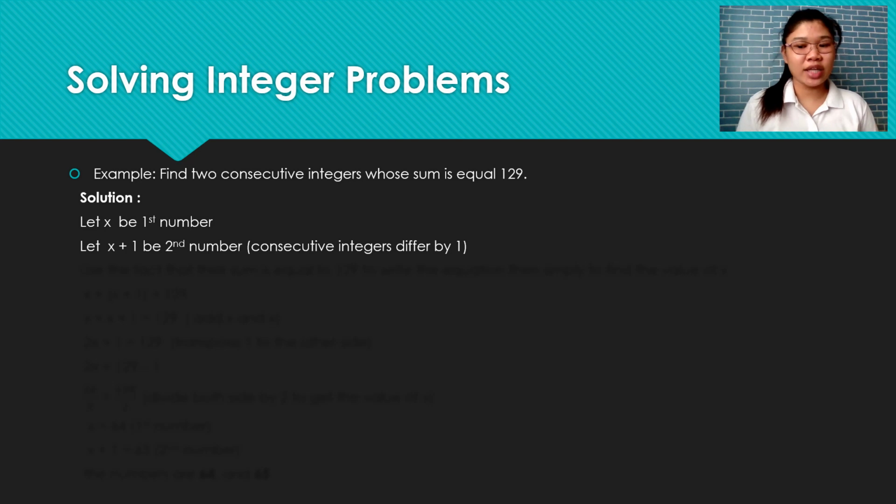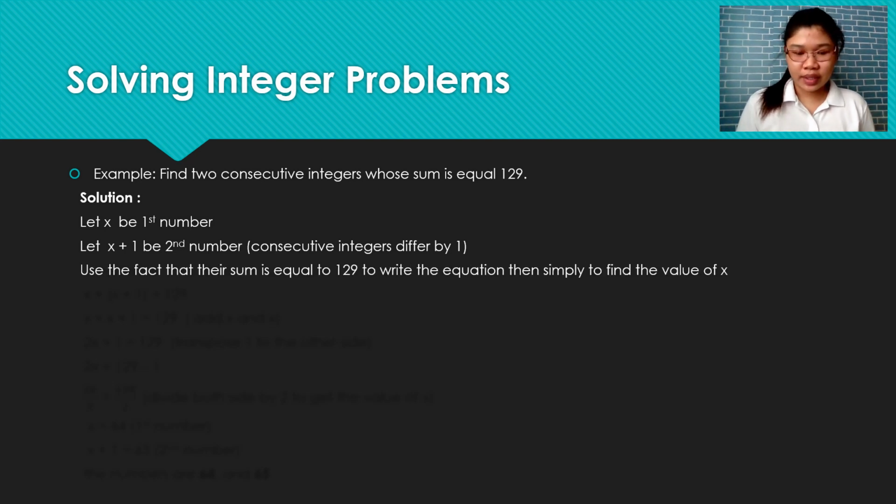Why is it x plus 1? Because it is stated in the problem that they are consecutive integers. So if we have x as the first number, the integer consecutive to it is x plus 1. Next, use the fact that their sum is equal to 129. So we have to write the equation, then simply find the value of x.